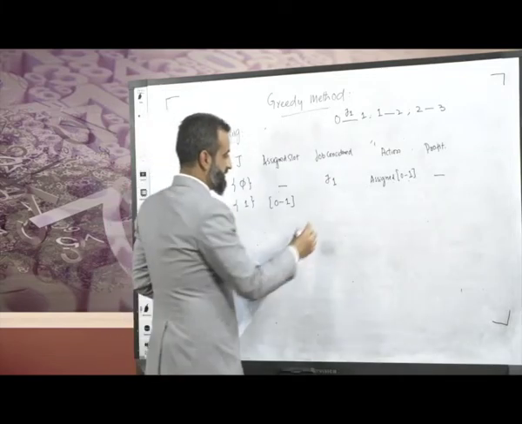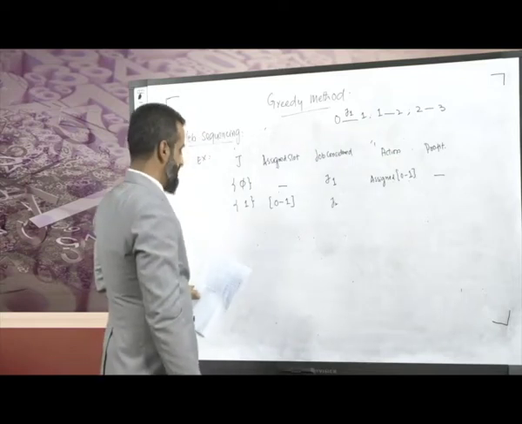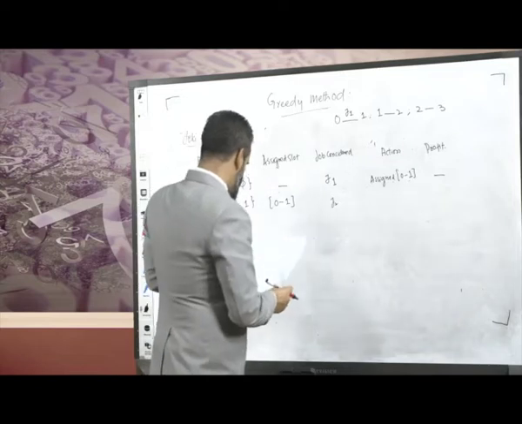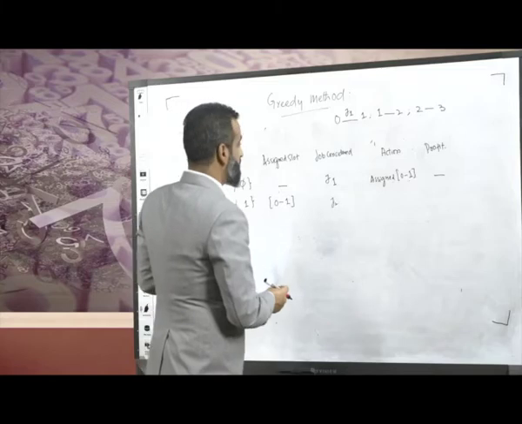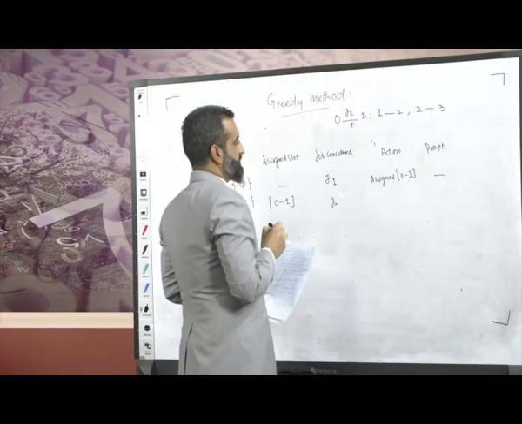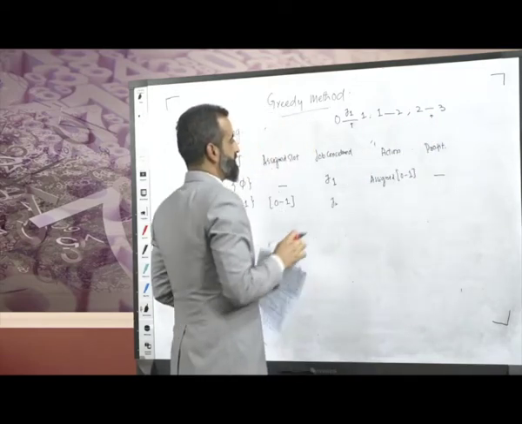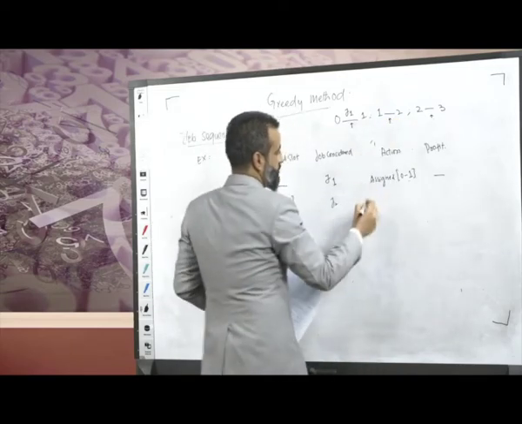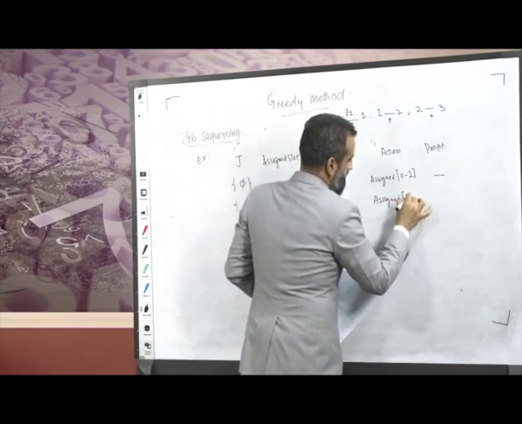And now I'm considering job J2, the next job in this case. Job J2 has a deadline of 2, and I cannot put it in slot 0 to 1 because that slot is already occupied. I also cannot put it in the slot with a deadline of 3. So the only position where I can fit this job is slot 1 to 2, so I'll assign it there.